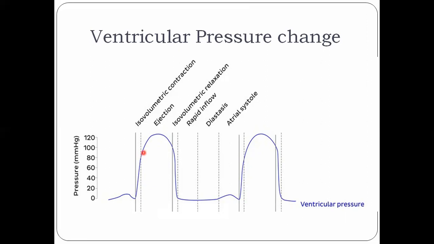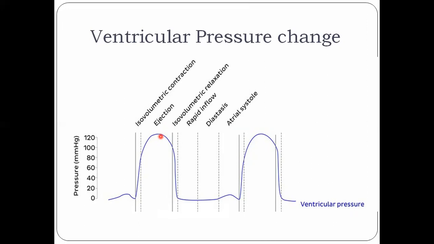Then during the rapid ejection phase, the ventricle is contracting with maximum force, so the pressure increases during this phase. The pressure during this rapid ejection phase may vary from 90 millimeters of mercury to 140 millimeters of mercury. Then we have the slow ejection phase, during which the pressure starts decreasing. Next, we have the ventricular diastole.